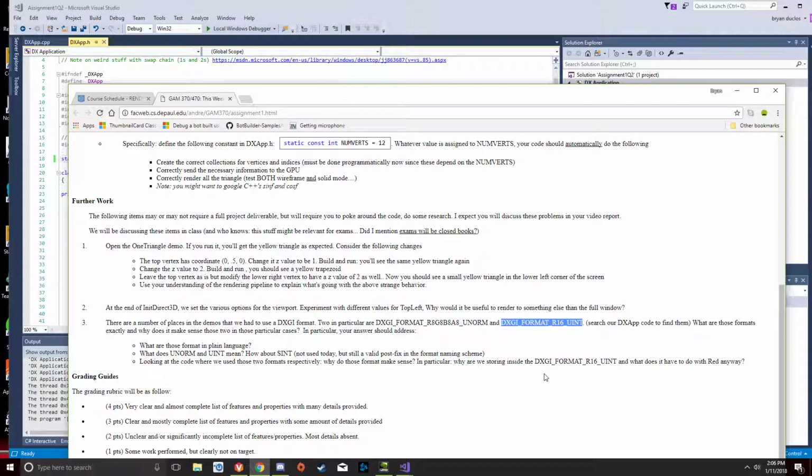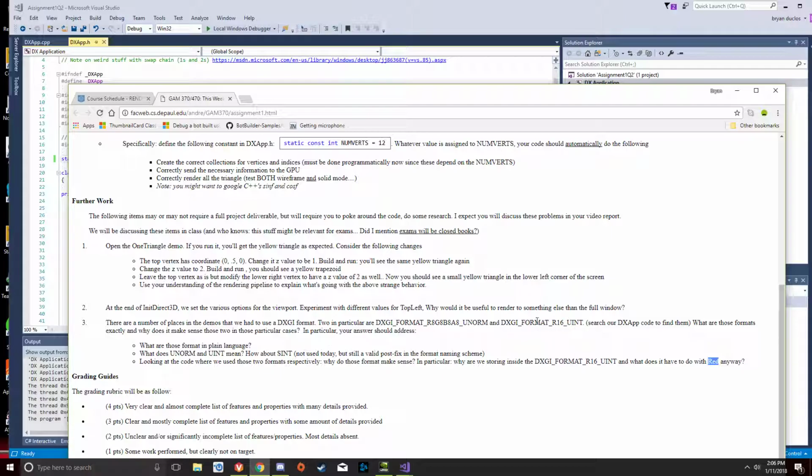This supports 16 bits for the red channel. It's an unsigned integer, which means that it can have a greater positive value, but it can't go negative. Yeah, we use this for the indices, and I don't think it has anything actually to do with red, the way that we're using it.